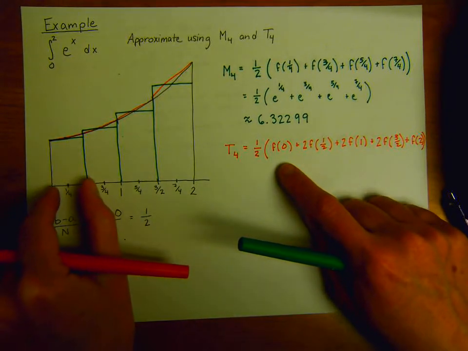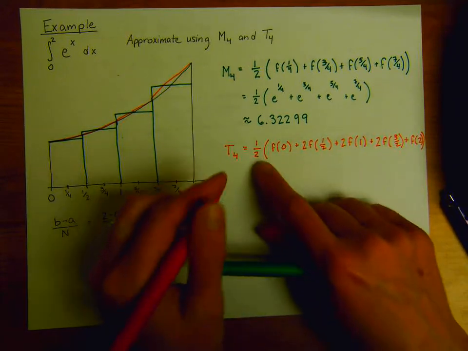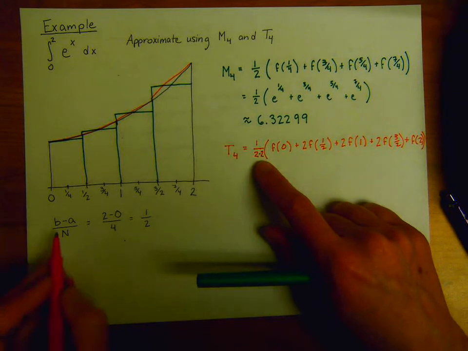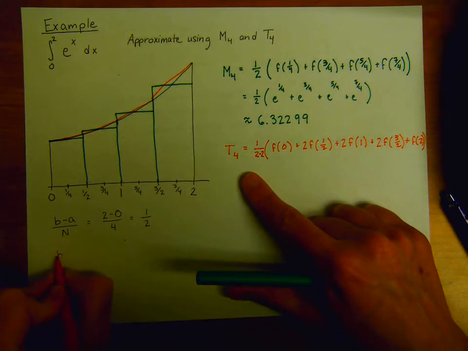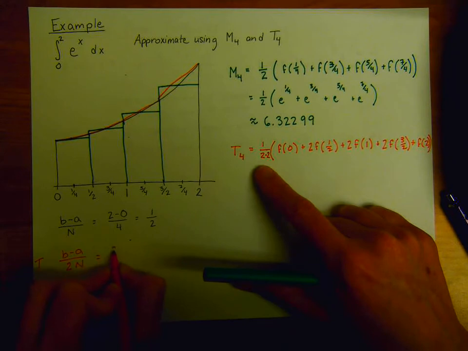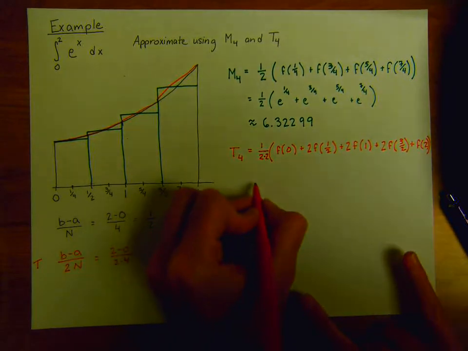So it's base times average of the heights. So I could average these heights, but remember that meant that instead of b minus a over n, it was b minus a over 2n for our trapezoid width. So in that case, it's 2 minus 0 divided by 2 times n. We're doing 4 of them, so that's 2 times 4, which ends up being a 4th out front.